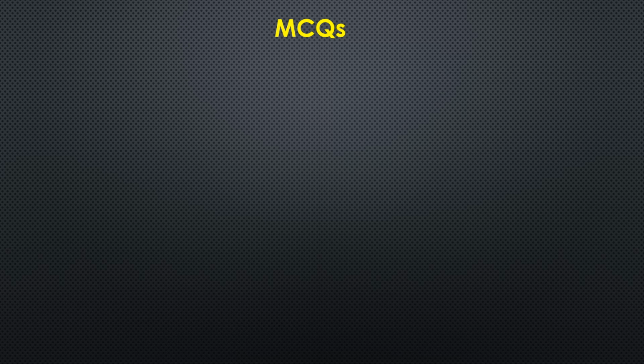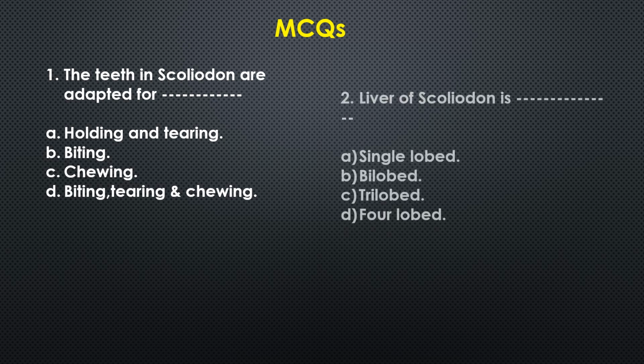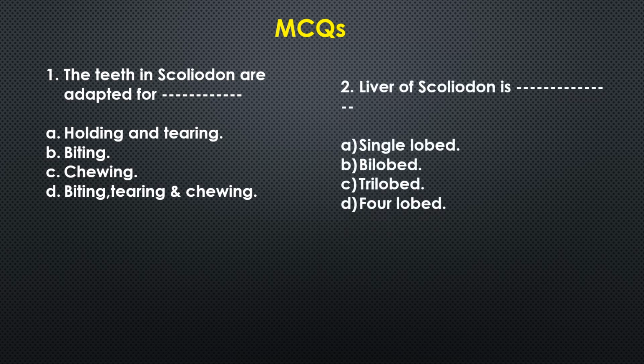Now let's take a pause and answer these questions. The teeth in Scoliodon are adapted for: holding and tearing, biting, chewing, or biting, tearing, and chewing. Next, the liver of Scoliodon is: single-lobed, bilobed, trilobed, or four-lobed. Answers are: the teeth in Scoliodon are adapted for holding and tearing, and the liver of Scoliodon is bilobed.